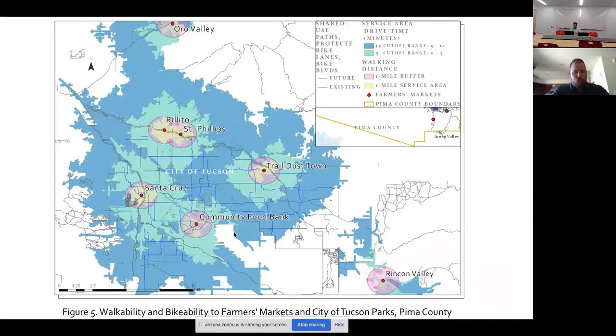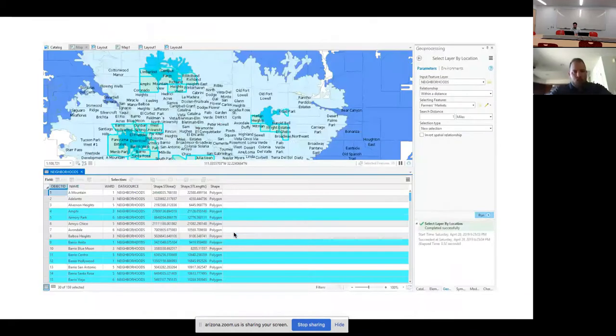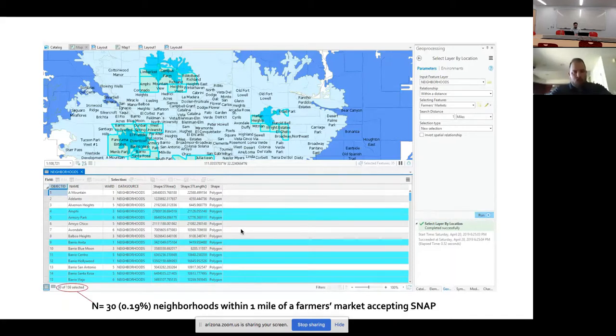So this map is similar to the one I showed before, but this shows connections. So it shows shared use paths, protected bike lanes, and bike boulevards, future and existing, as well as the service areas and the walking distances. This was one of my main findings. As I said, I wanted to see what neighborhoods are within 1 mile of the farmers markets accepting SNAP. So I found that of 159 neighborhoods, 30 of them, or 19%, are within 1 mile of farmers markets.